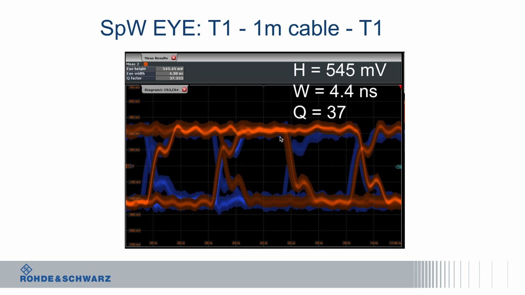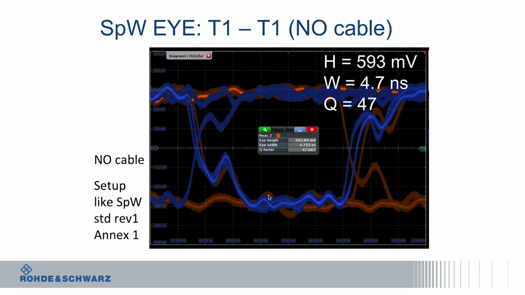This other screen shows the same case with a 1 meter cable, and even though the eye is open, it shows a possible impedance discontinuity, which may become a problem. And in this case, we have an example with no cable. It's a setup similar to what's in the SpaceWire standard, and you can compare the values obtained in each one.